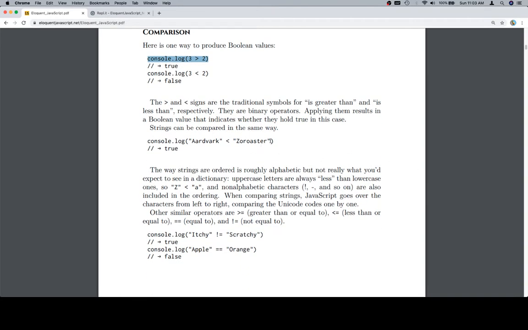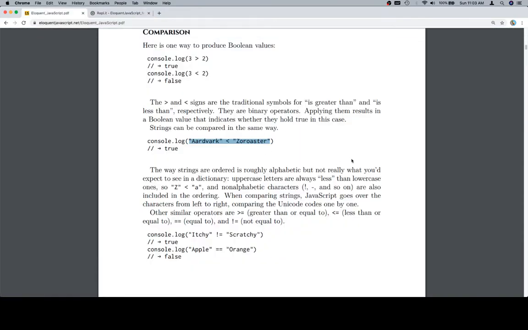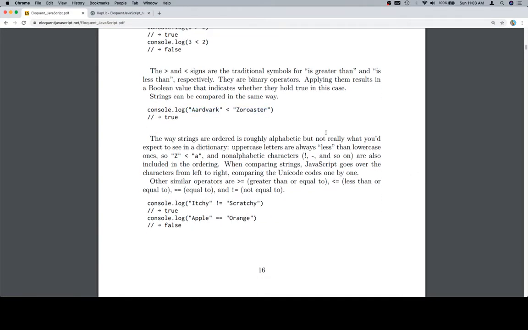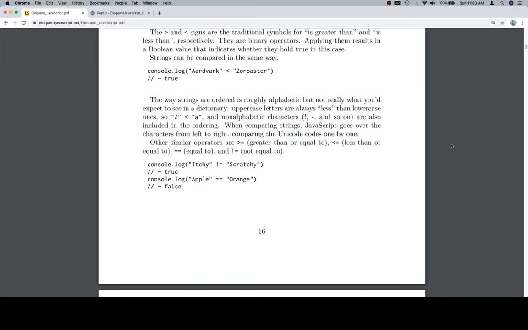Strings can be compared in the same way. So we're going to go ahead and compare these two, and we're not going to really worry about why we get the answer we get. We're just going to show that this can be done. So true. For some reason, aardvark is less than Zoroaster. Who knows why? Well, we're going to find out why in a second. The way strings are ordered is roughly alphabetic, but not really what you'd expect to see in a dictionary. Uppercase letters are always less than lowercase letters, so a capital Z would be less than a lowercase a, and non-alphabetic characters, exclamation point, hyphen, and so on, are also included in that ordering. When comparing strings, JavaScript goes over the characters from left to right, comparing the Unicode codes one by one.